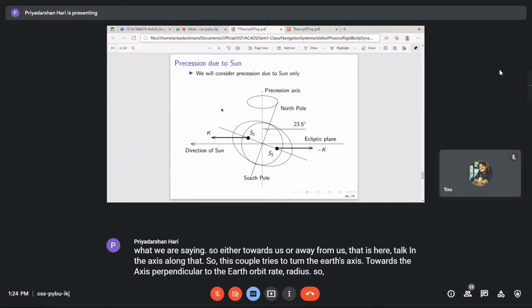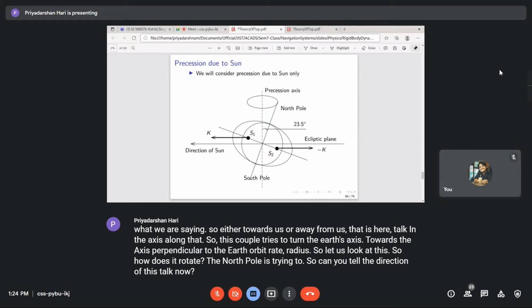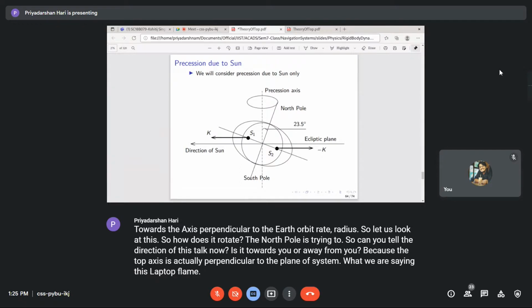So let us look at this. How does it rotate? The North Pole is trying to. So can you tell the direction of this torque now? Is it towards you or away from you? Because the torque axis is actually perpendicular to the plane of the system, what we are saying, this laptop plane. Torque axis is perpendicular to the laptop plane. So is it towards you or away from you?